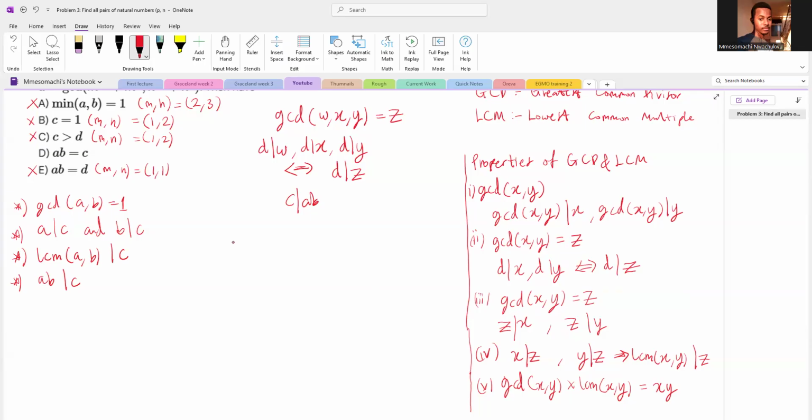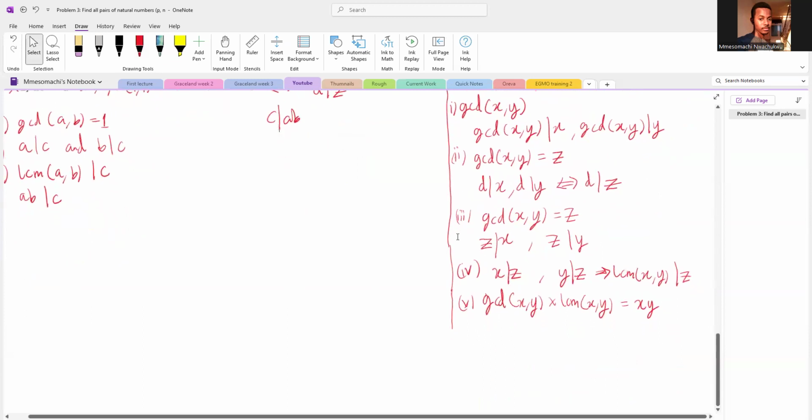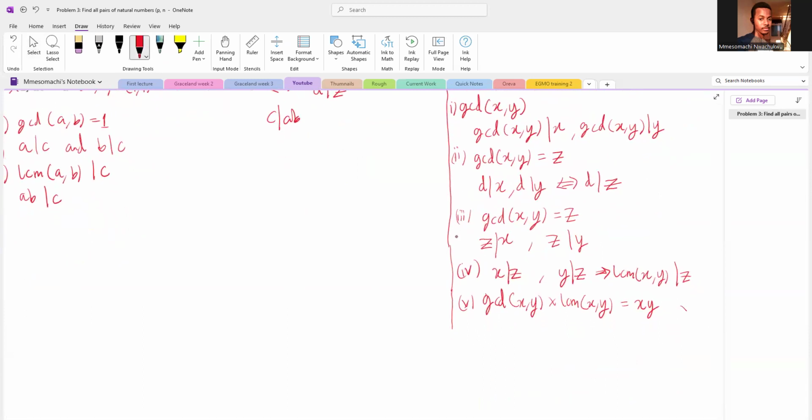Okay, so let's go to the next step. So I'll scroll down a bit. So more properties. So I'll just put an asterisk here to show that the fifth property is not easily generalizable. Okay.